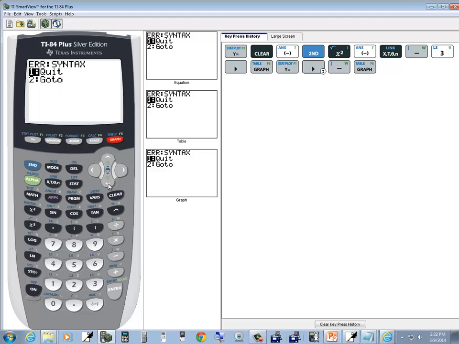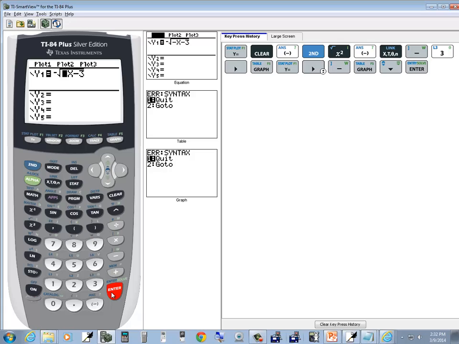You choose go to, so I want a down arrow to go to, and press enter. It not only goes to the line where the problem is, but it actually puts a cursor on what the issue is. And you see it puts it on the dash here, which must mean it's the other one. So put a negative back there. And then if you press graph, you get your correct graph.